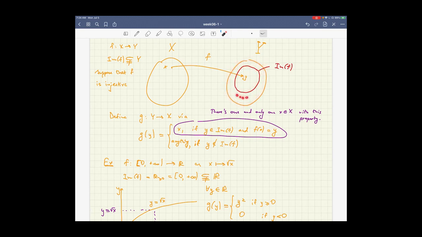I have elements of y outside the image of f. When I think about what g at these points should be, I have this freedom. I would have no such freedom if the image of f was all of y, though. That's very important. That trick, of course, wouldn't work if I didn't have any elements of the codomain y outside the image of f.